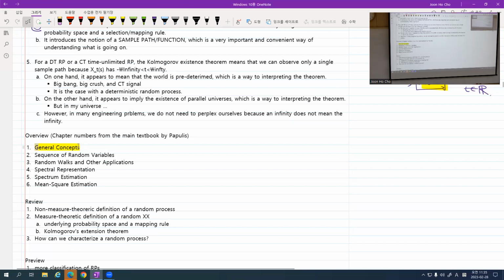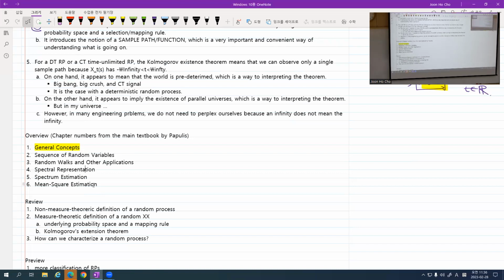So after we cover general concepts, we will go back to the sequence of random variables. According to our textbook, this comes first. But I hate that. Personally, I believe you have to be given the concept of random processes, whether discrete parameter or continuous parameter, and then study a sequence of random variables as a special case. So I'm going to cover it later, got it? And then we will talk about random walks and spectral something.